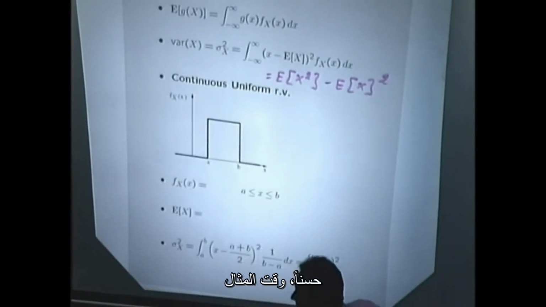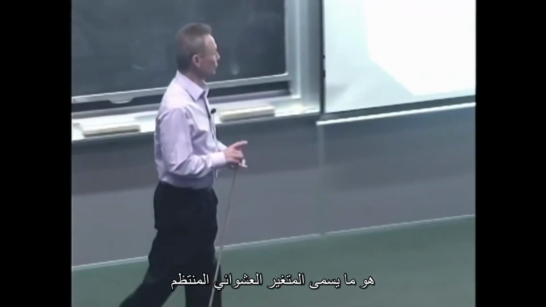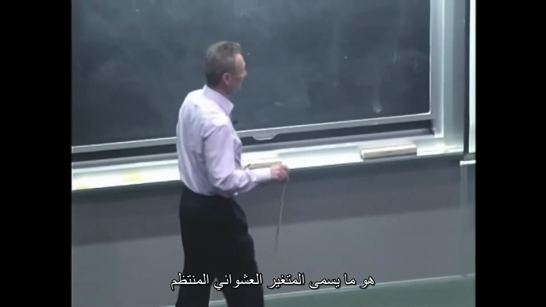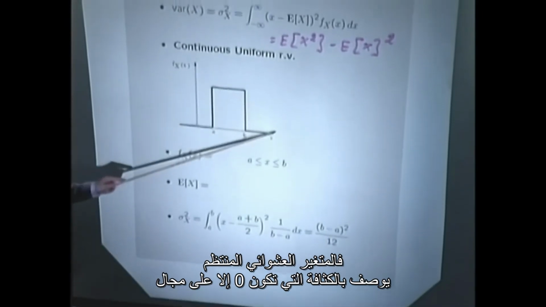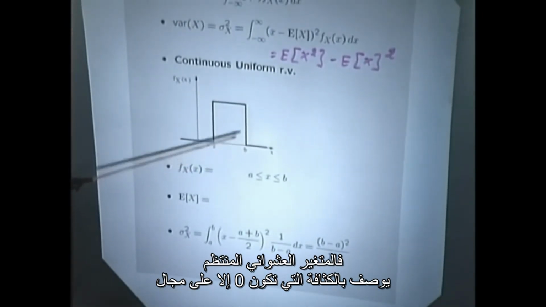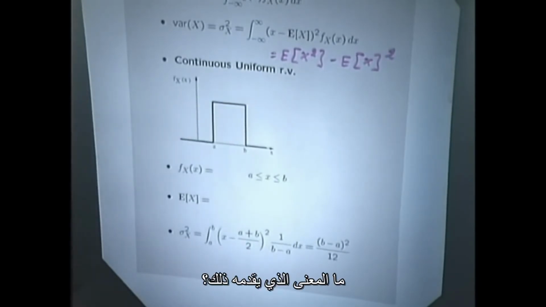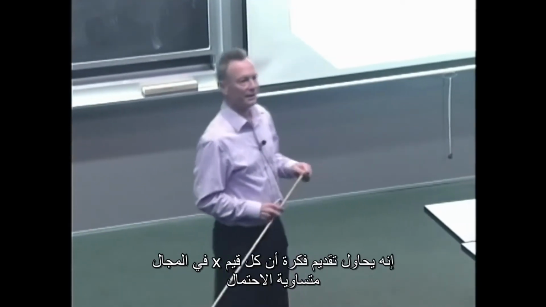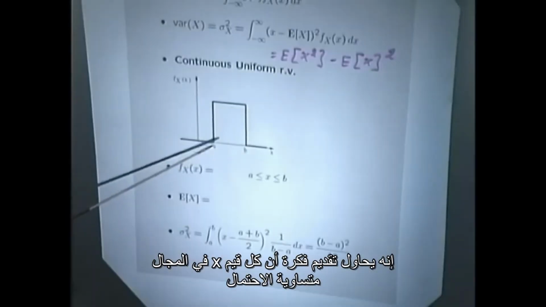All right, so time for an example. The most simple example of a continuous random variable that there is, the so-called uniform random variable. The uniform random variable is described by a density which is 0 except over an interval, and over that interval it is constant. What is it meant to convey? It's trying to convey the idea that all x's in this range are equally likely.